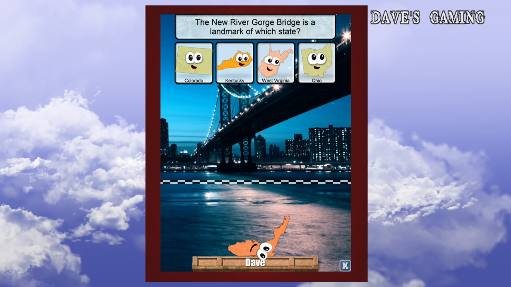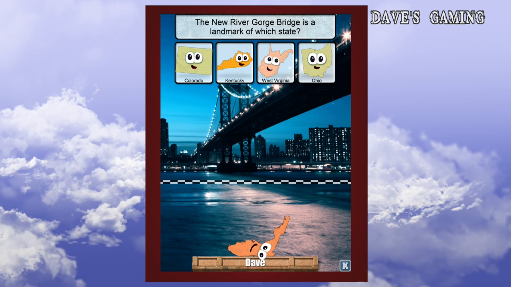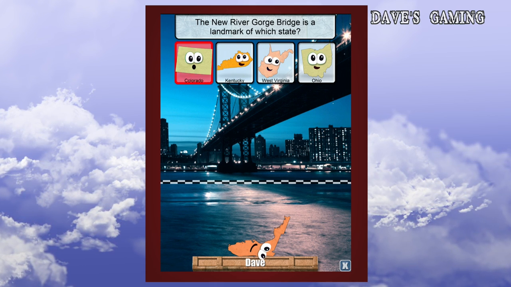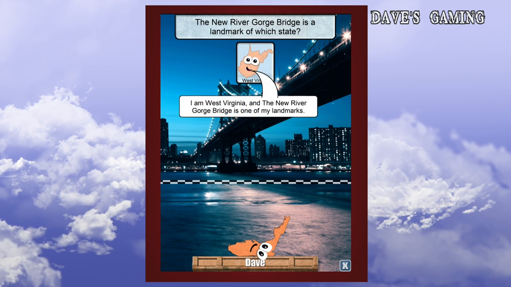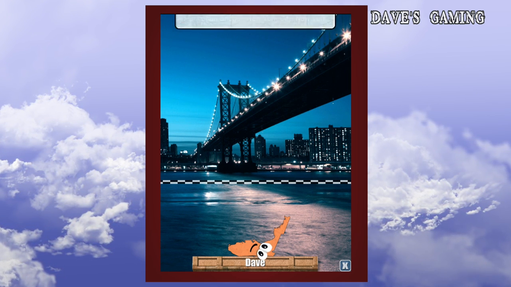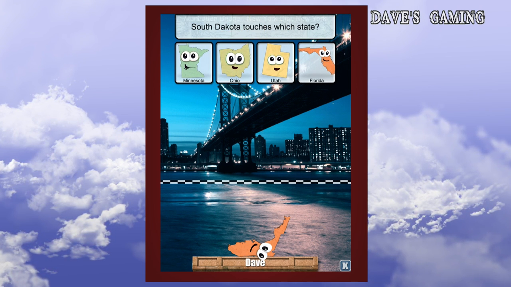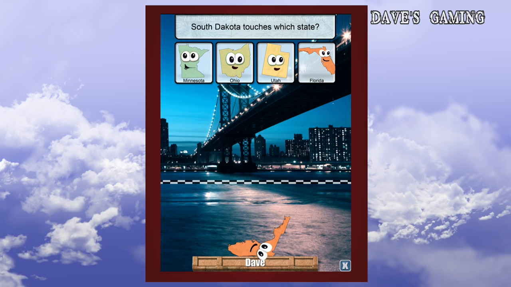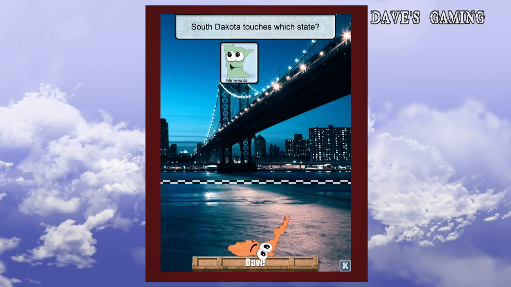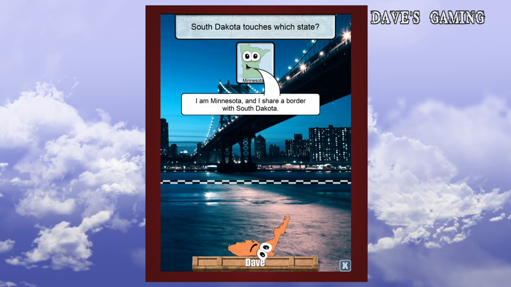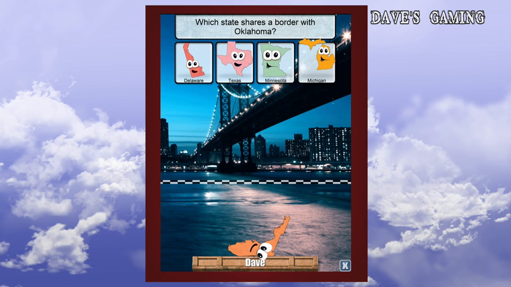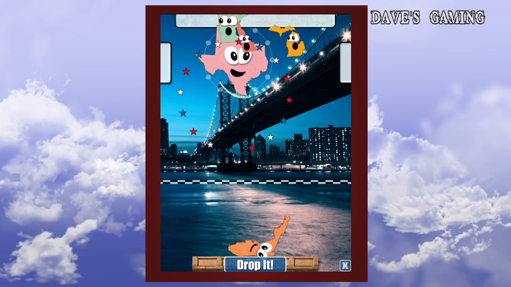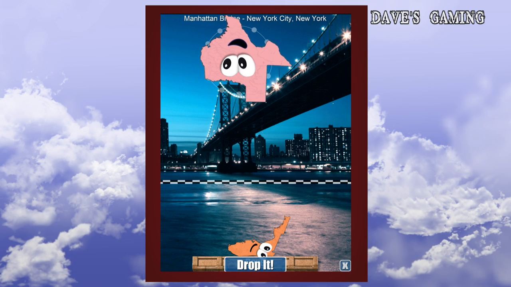The New River Gorge Bridge is a landmark of which state? Colorado, Kentucky, West Virginia, Ohio. Colorado? No. West Virginia. South Dakota touches which state? I would say Utah. Not Florida, not Minnesota. Not Ohio, of course. Minnesota? Jeez. Okay, all right. Which state shares a border with Oklahoma? Texas, yes. But I'm not doing that good.